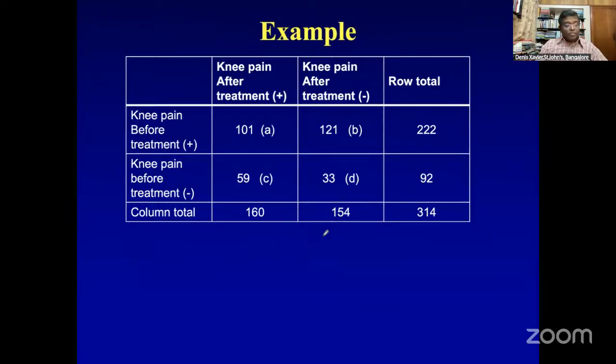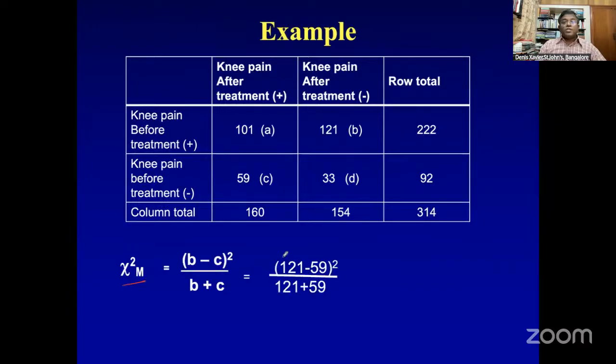So let's apply these numbers. Just to remind you, chi-squared M equals B minus C whole squared, over B plus C. We compute this. Do you see this 121 here, 121 here, and 59 here, 121 plus 59, and this is squared. So this is chi-squared McNemar's test. We get 21.3, and you remember that the critical value is 3.14.